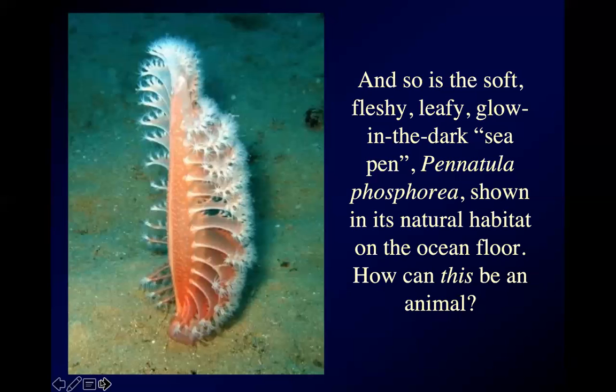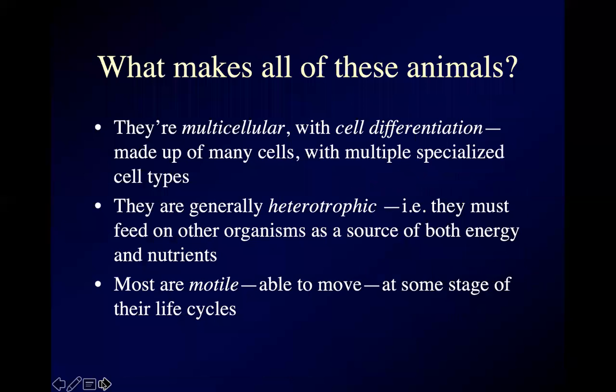How can we tell? Like this. Animals are multicellular. They have cell differentiation. They're made up of many cells. You're made up of roughly 37 trillion is the estimate. And you're made up of roughly 200 different specialized cell types that do different things. If you ever take a class called histology, you'll learn about every last one of those cell types.